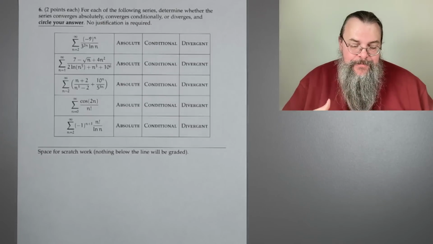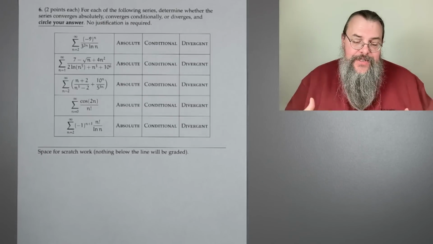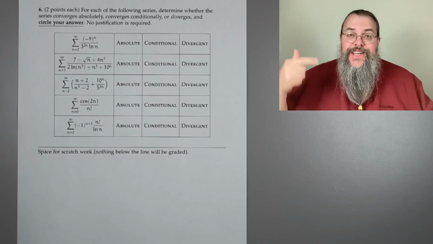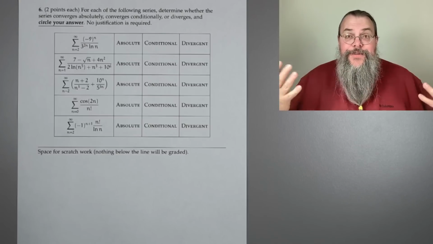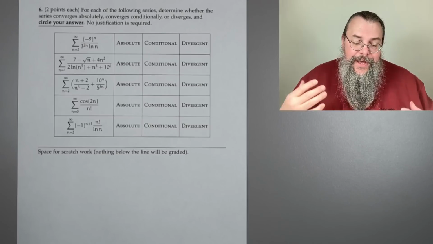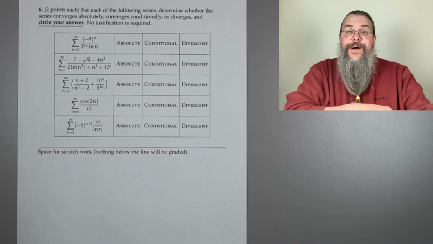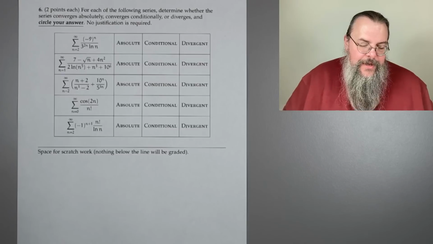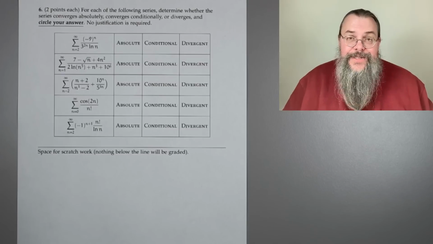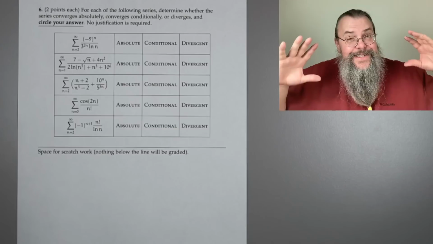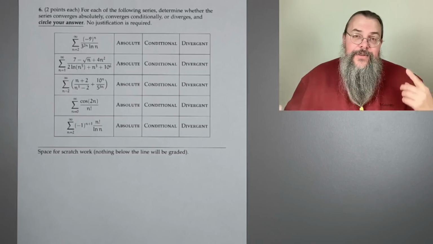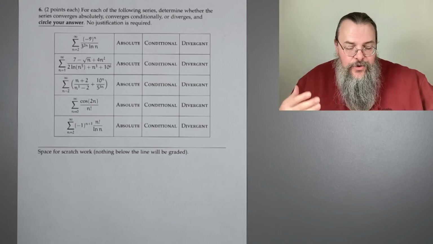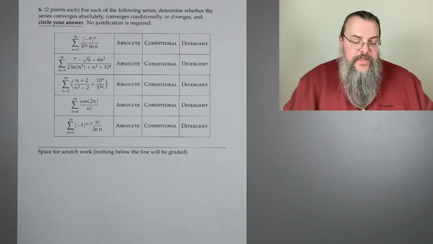Number 6. For each of the following series, we determine whether the series converges absolutely, conditionally, or diverges, and we circle our answer. And no justification is required. The sweet, sweet words, no justification is required. Okay, so we could make this really quick and just guess randomly, but that's a dangerous strategy. So let's actually reason. We're not going to write too many notes here, but let's talk about what's going on.